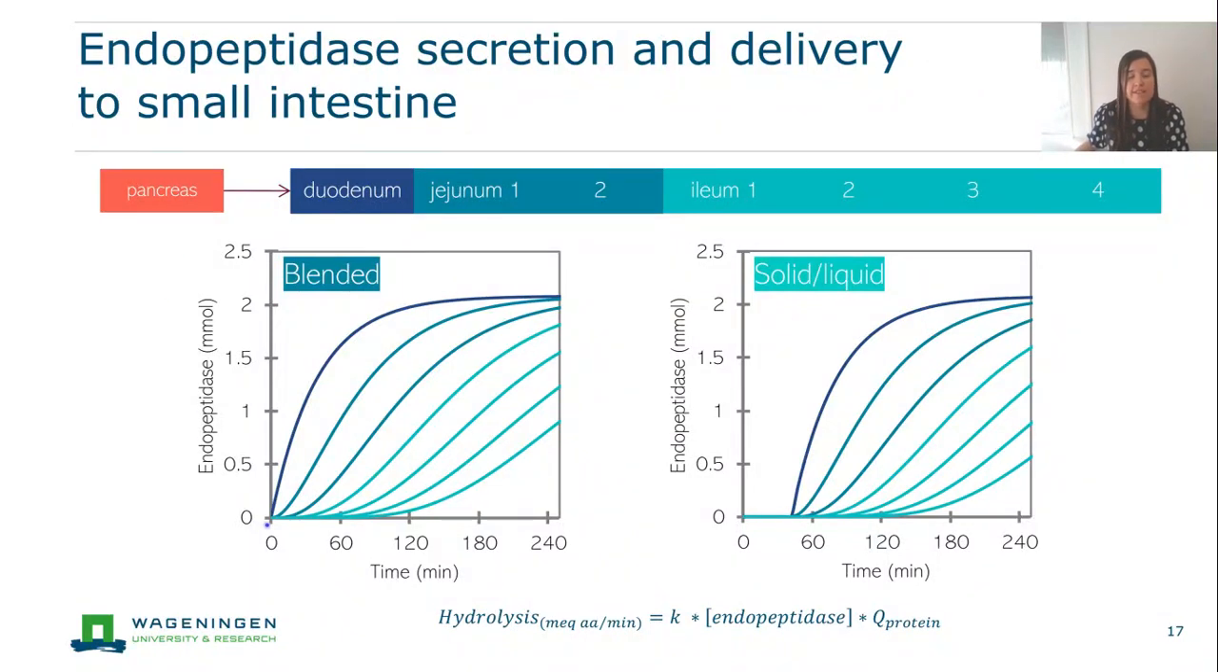So what you can imagine is that when the blended meal enters the duodenum, almost as soon as it is entering the stomach, the pancreatic juice secretion starts and so does the transit into the different compartments of the small intestine. For the solid-liquid meal, because of the delay in gastric emptying, you can expect that endopeptidases will not be secreted until after antral grinding has started. And we can also describe hydrolysis as a function of endopeptidase concentration because of this dynamic pattern of secretion.